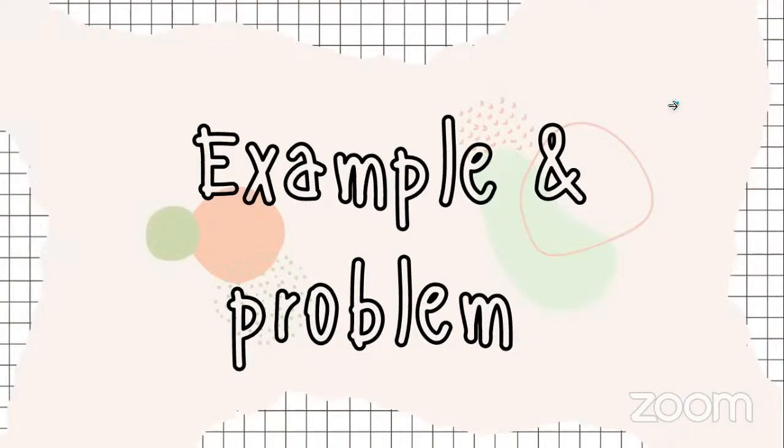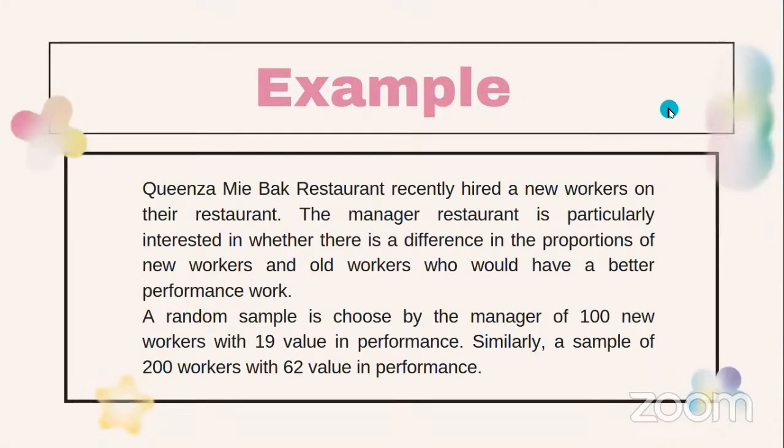We're going to find the study case, the example, and the problem. The example is: Queen Zamiba restaurant recently hired new workers. The restaurant manager is particularly interested in whether there is a difference in the proportion of new workers and old workers who have better work performance. A random sample is chosen by the manager of 100 new workers, with 19 valued in performance. Similarly, a sample of 200 workers with 62 valued in performance.